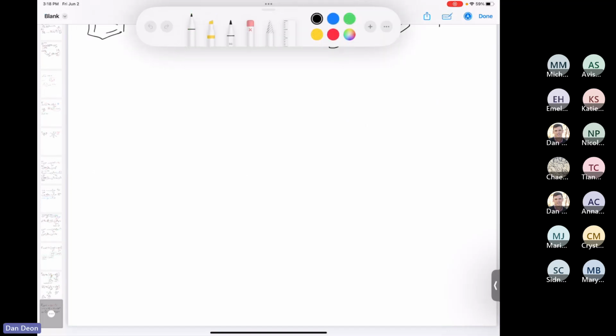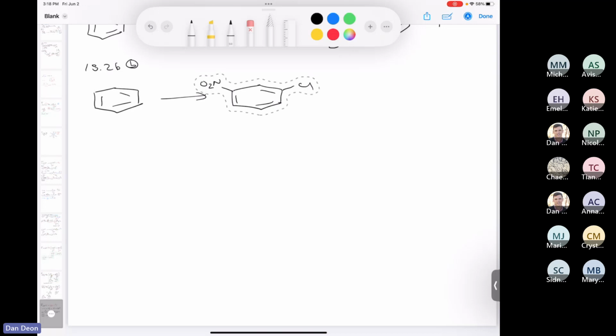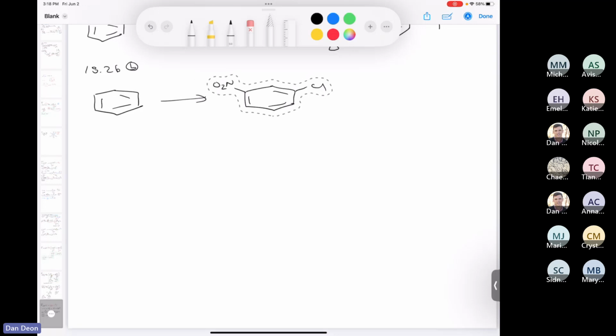So let's see here. We were starting with benzene, and we want to make, of course this is 18.26b, this compound where we have a nitro group and a chlorine installed on it. So what are we going to install first? Anybody have an idea here? Would you put in the nitro group first or the chlorine first? And it's not a trick question.